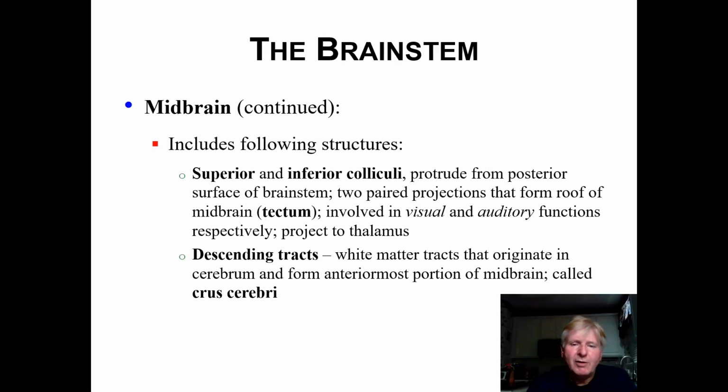Also in the midbrain you have these nuclei called the superior and inferior colliculi, which protrude from the posterior surface of the brainstem. Sometimes these nuclei are called the corpora quadrigemina. These two paired projections form the roof of the midbrain, or the tectum, and they're involved in visual and auditory functions, and they project their fibers onto the thalamus.